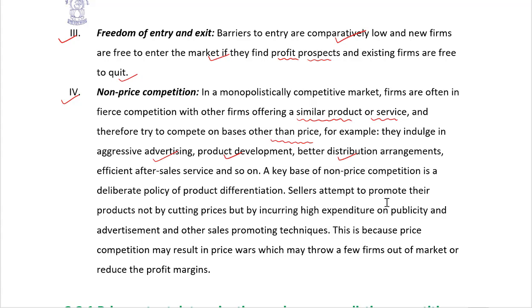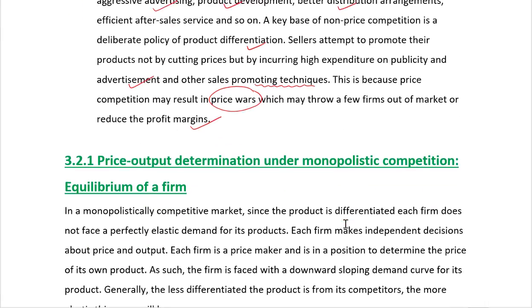A key base of non-price competition is deliberately the policy of product differentiation. Sellers attempt to promote their products not by cutting prices but by incurring high expenditure on publicity, advertisement and other sales promoting techniques. This is because price competition may result in price wars, which may throw a few firms out of the market and reduce profit margins.